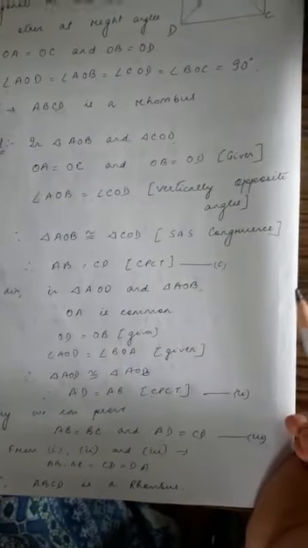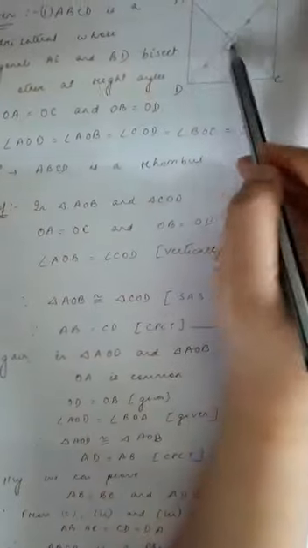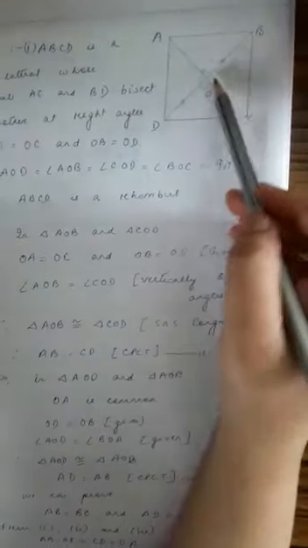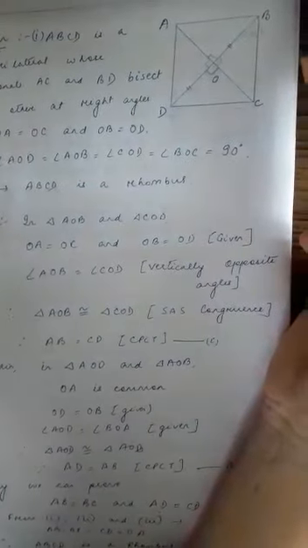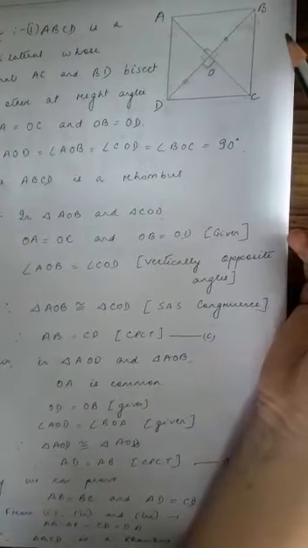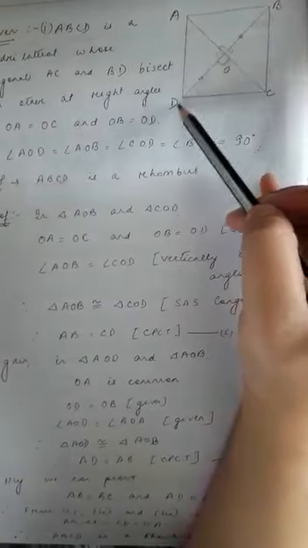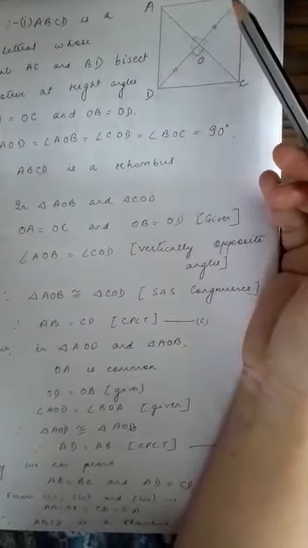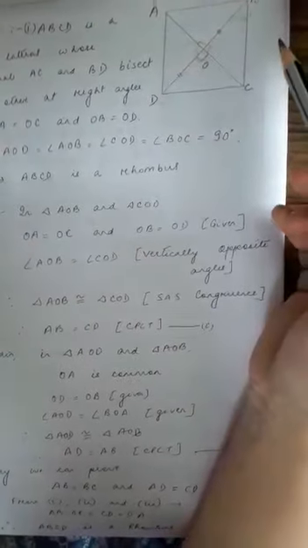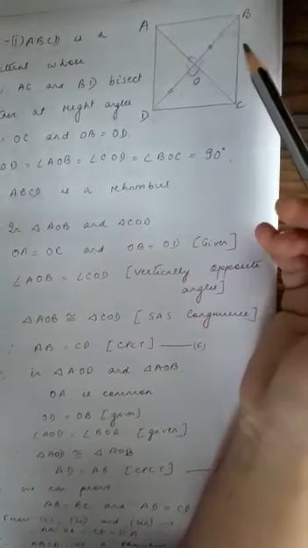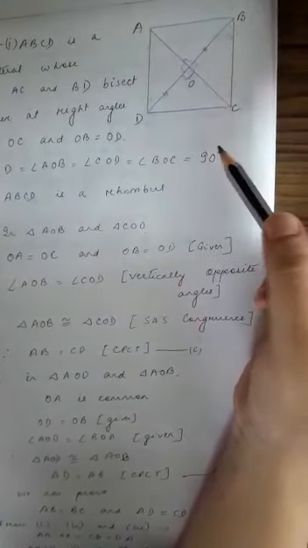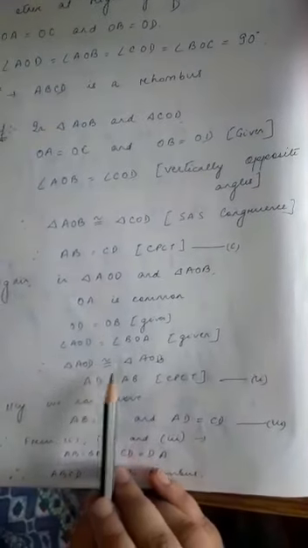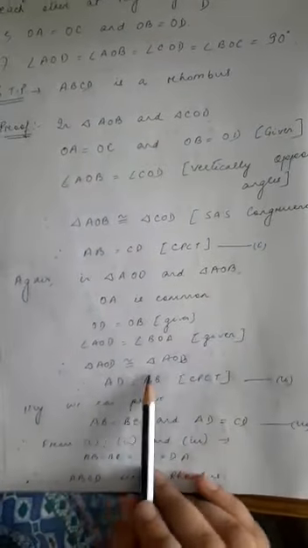Right. Now again we consider two other triangles, that is triangles AOD and AOB. In these two triangles OA is a common side. Then OD is equal to OB. This is also given to us. And also angle AOD is equal to angle AOB, because they bisect each other at right angles. Next, if these three criteria are fulfilled, then we can say that triangle AOD is congruent to triangle AOB. If these two triangles are congruent, then AD is equal to AB by CPCT.